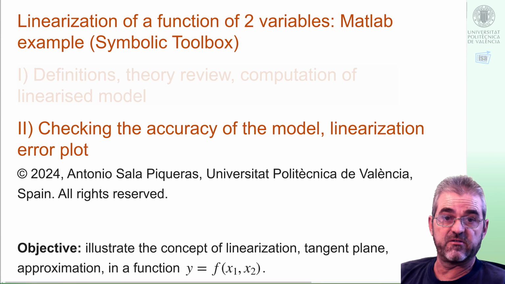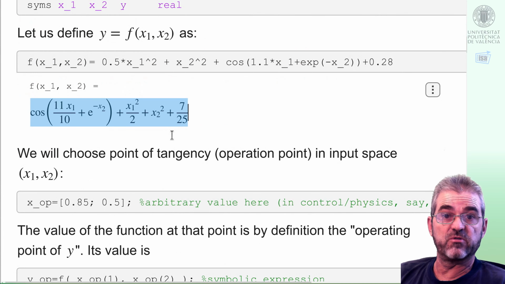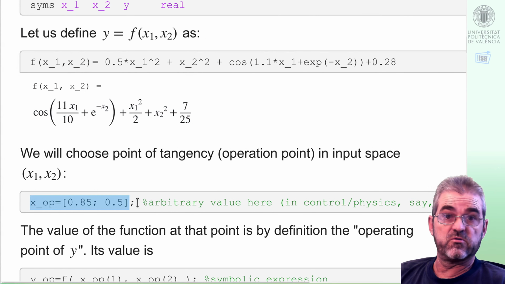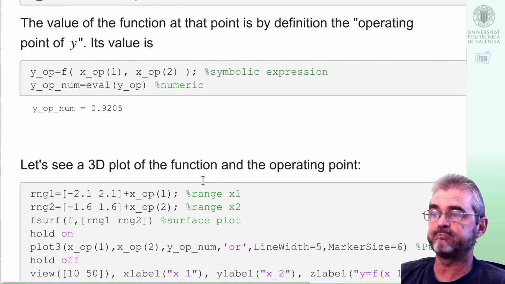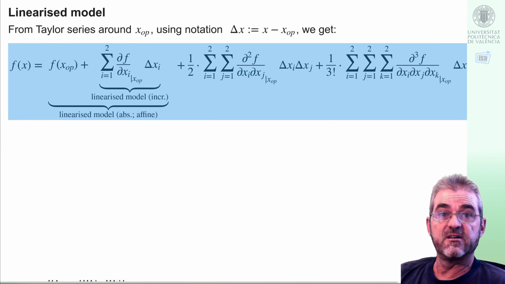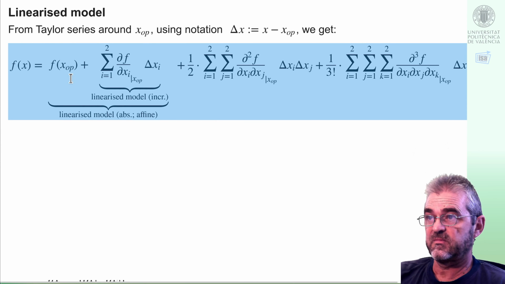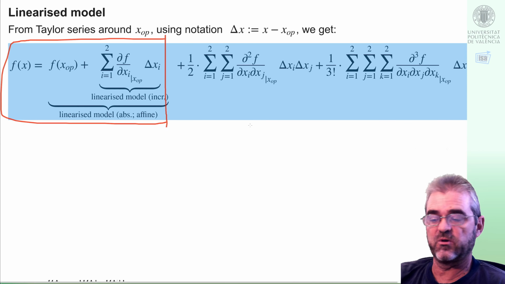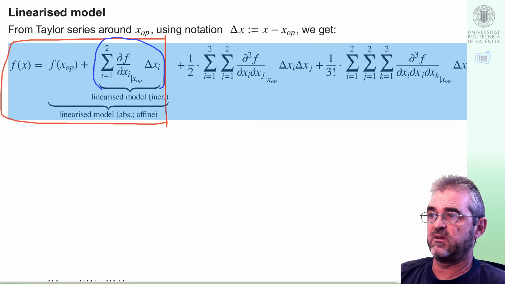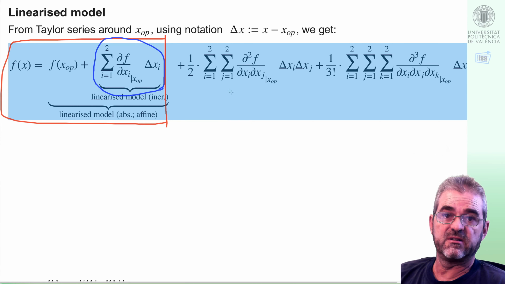If we recall, in the first video we defined the function to linearize. We chose an operating point, the point of tangency. The value of the function at that point was 0.92, and with this multivariate Taylor series expression of a smooth function, we said that if we took just this stuff, we had the linearized model, and furthermore, if we wrote just this fragment, then we had the linearized model in incremental coordinates.